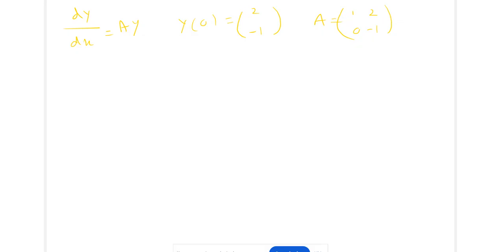Okay. So A equal to 1 2 and 0 minus 1, and y equal to y1(t) and y2(t). Like this, dy by dx equal to Ay and y of 0 equal to 2 minus 1.